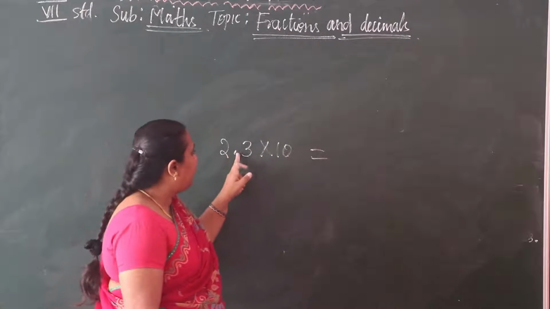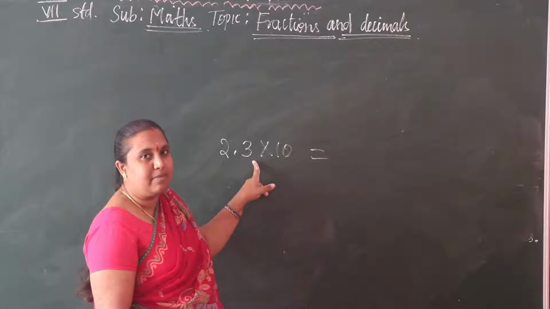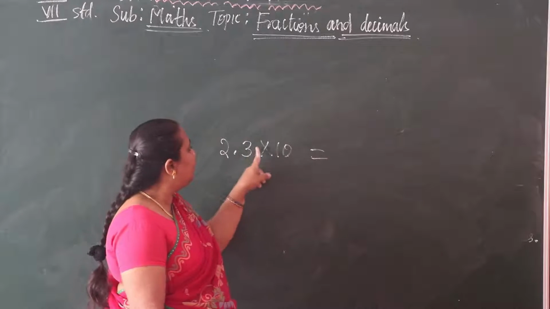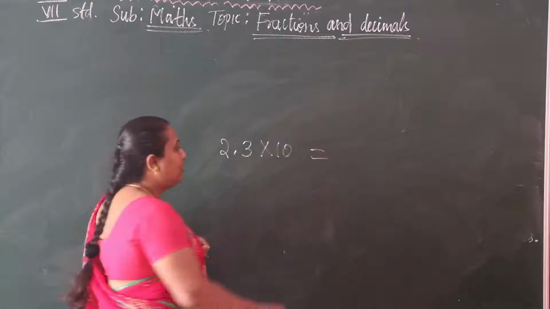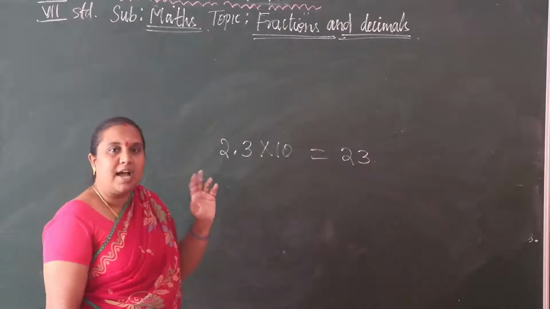So 2.3 into 10. See, there is one number in the decimal part, and here 1 zero is there. So here the decimal point is moving by one place. So here 23 is the answer.